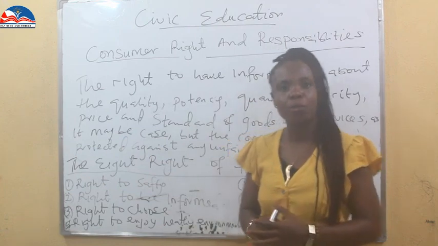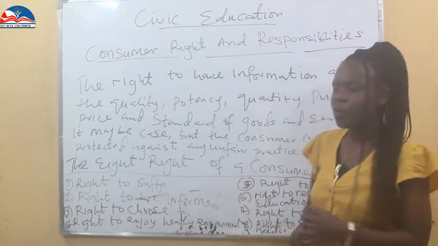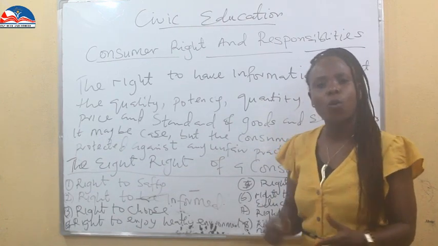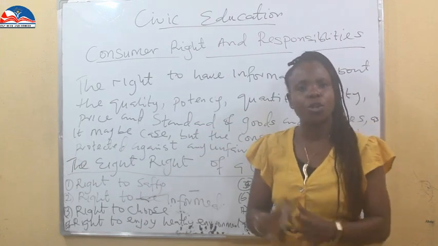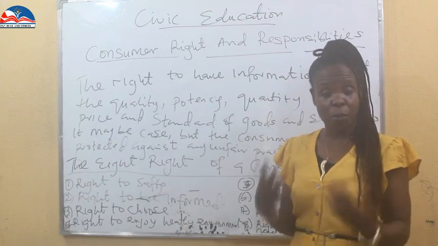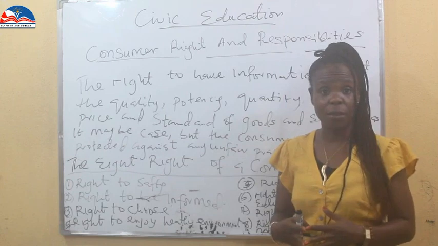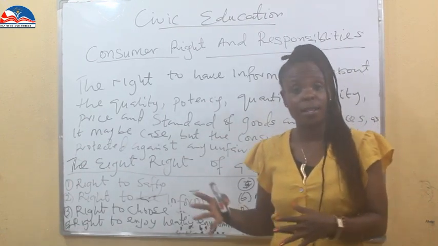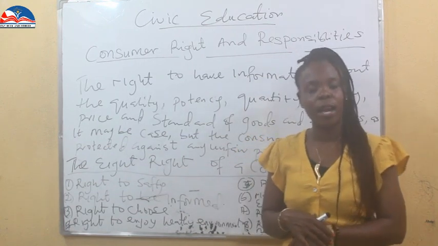The consumer has to know the purity of the product he wants to buy, the standard, the quality, and the quantity of the product he wants to buy. All of this information has to be given to the buyer. That is the protection we are talking about. That's the right the consumer has. So the consumer possesses a right to be in the know, because you cannot just produce a product and give it to the consumer.